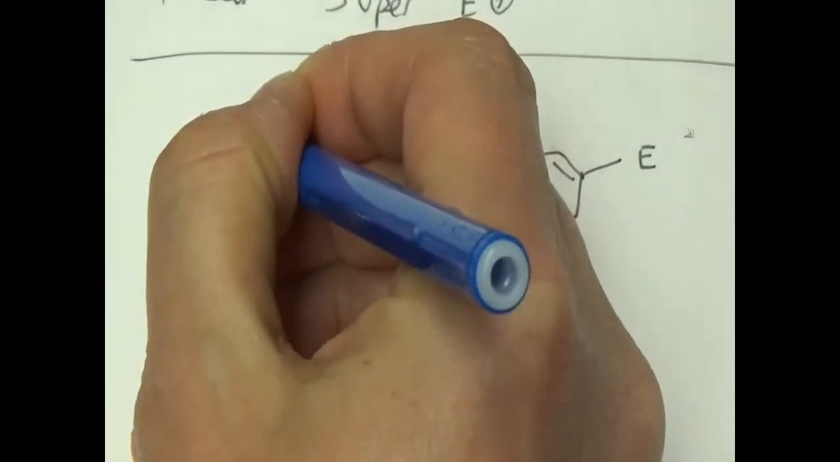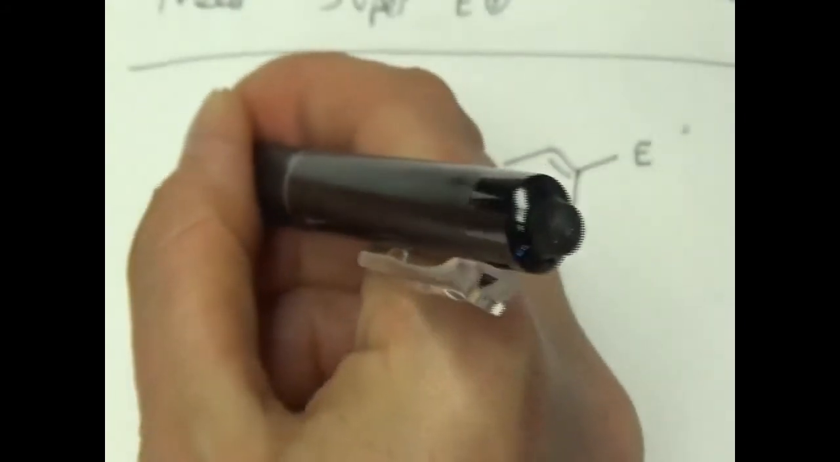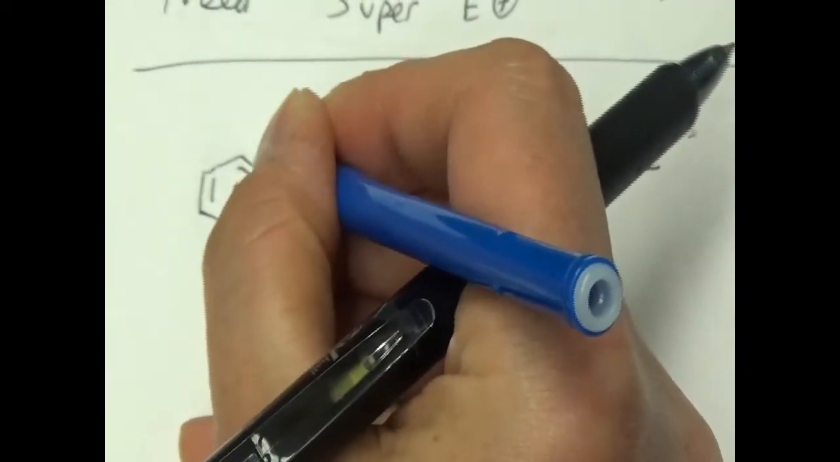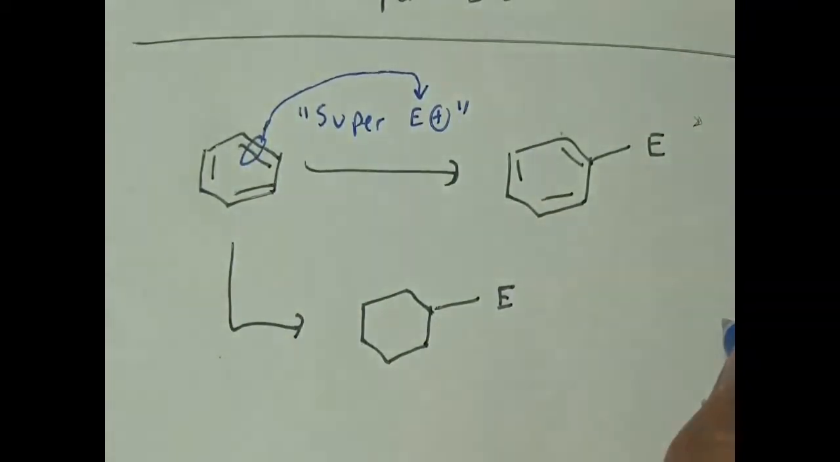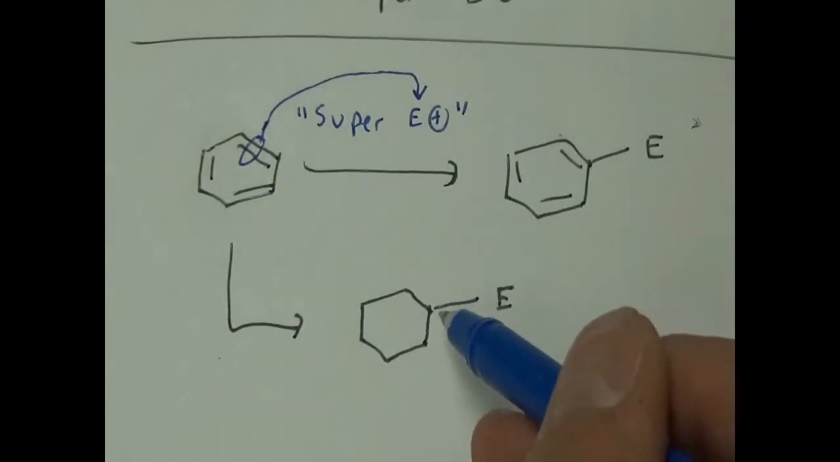Let me even circle the double bond. I'm going to draw this a little nicer. I'm going to erase it and make it nice and clear. Let's redraw this benzene. I recommend you draw the double bonds the same way as I drew them. And I'm going to say this pair of electrons attacked, and I'm putting the electrophile on this carbon.